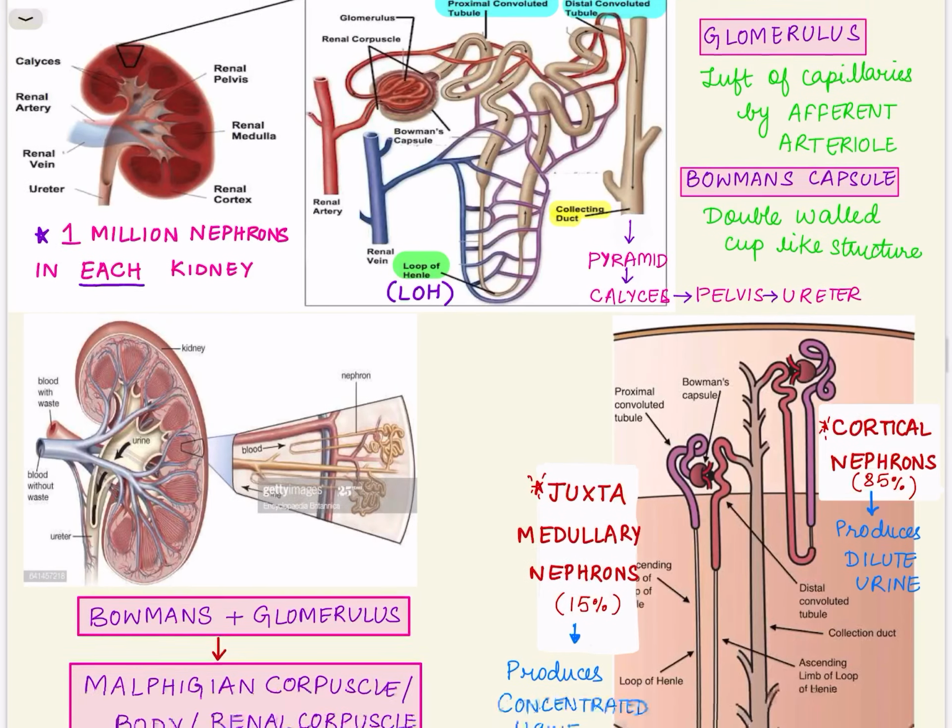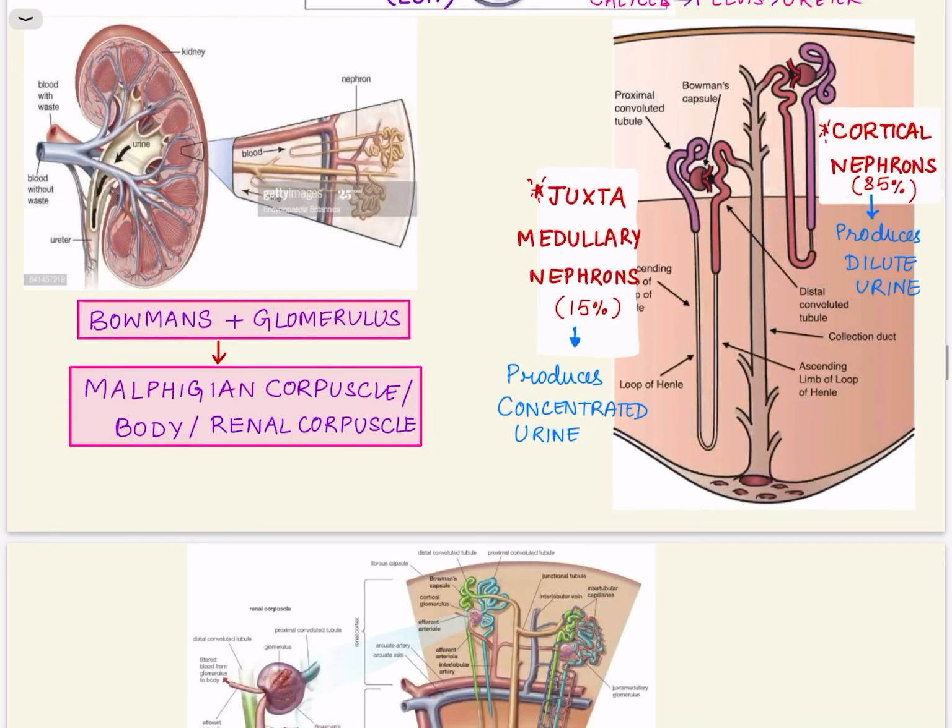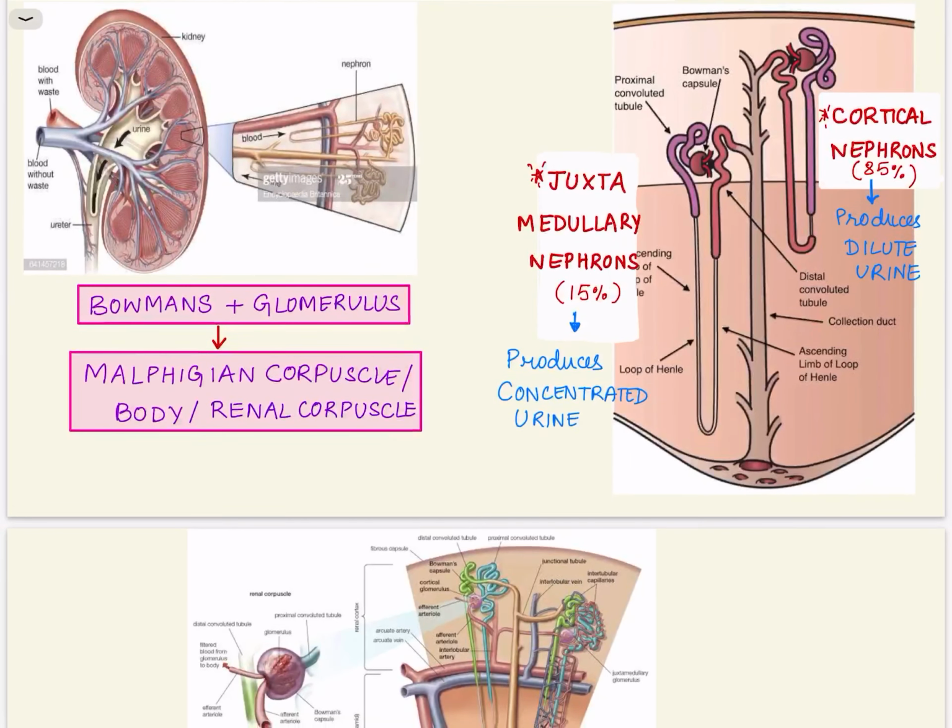We will see in detail about how the tubules work, but before that, Bowman's capsule along with the glomerulus is also called the renal corpuscle or Malpighian corpuscle or Malpighian body, right? So nephrons are of two types, juxtamedullary nephrons and cortical nephrons. Juxtamedullary nephrons have a long loop of Henle which extends into the medulla, while cortical nephrons have a very short loop of Henle which does not extend into the medulla. Cortical nephrons are the highest in number, constituting about 85%, while juxtamedullary are about 15%.